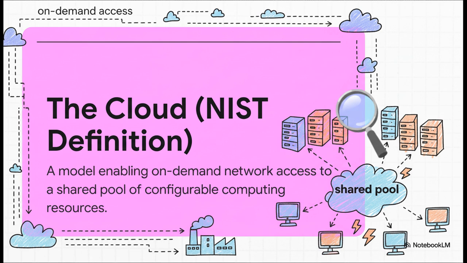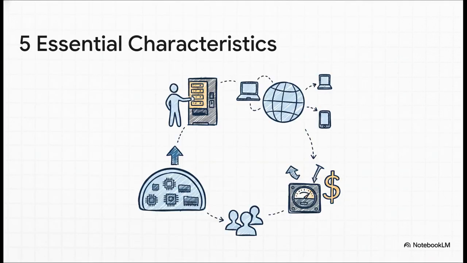It's just like your electricity, right? You don't own a power plant, you just flip a switch, get power on demand from a shared grid, and you pay for what you use. The cloud is exactly that, but for computing power instead of electricity. So what makes this different from just having a server closet down the hall? Well, it boils down to these 5 key things.